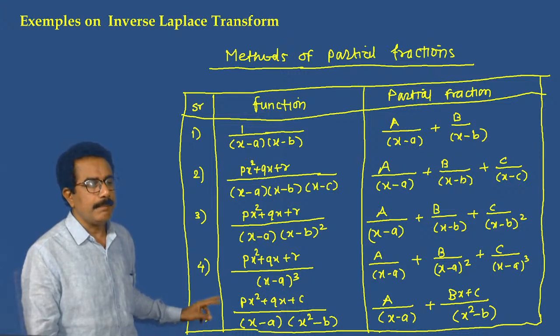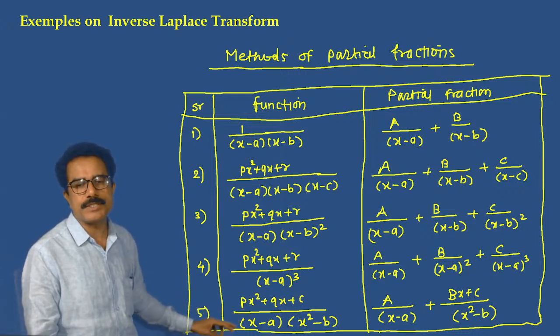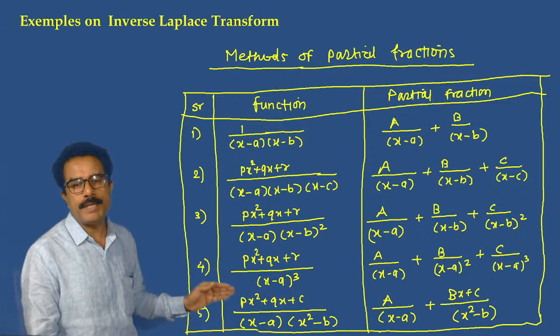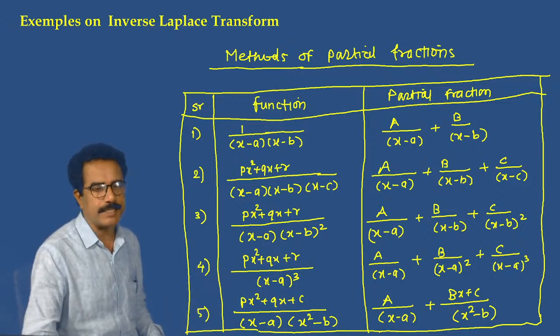Next, fifth, px square plus qx plus c divided by x minus a into x square minus b. So a divided by x minus a plus bx plus c divided by x square minus b.